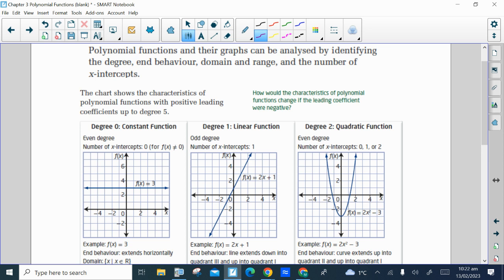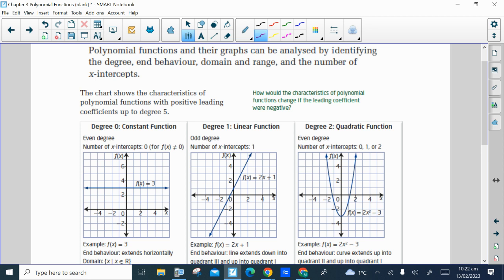Okay, so again, by looking at the equation, you're going to be able to determine what these characteristics are. First, if the degree is 0, that's a constant function. That's an equation that has no power, or if it did have a power, it would be x to the power 0. It would be a degree 0. That is a horizontal line. So that is the line y equals 3.